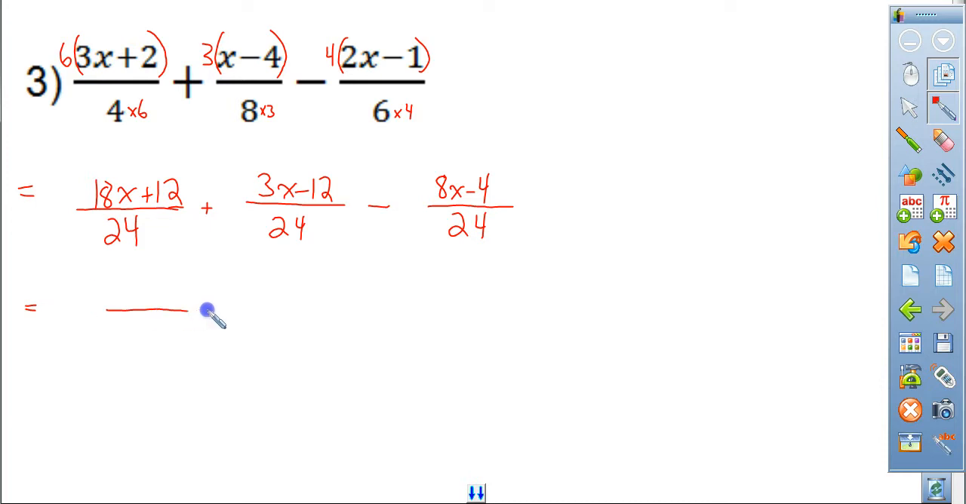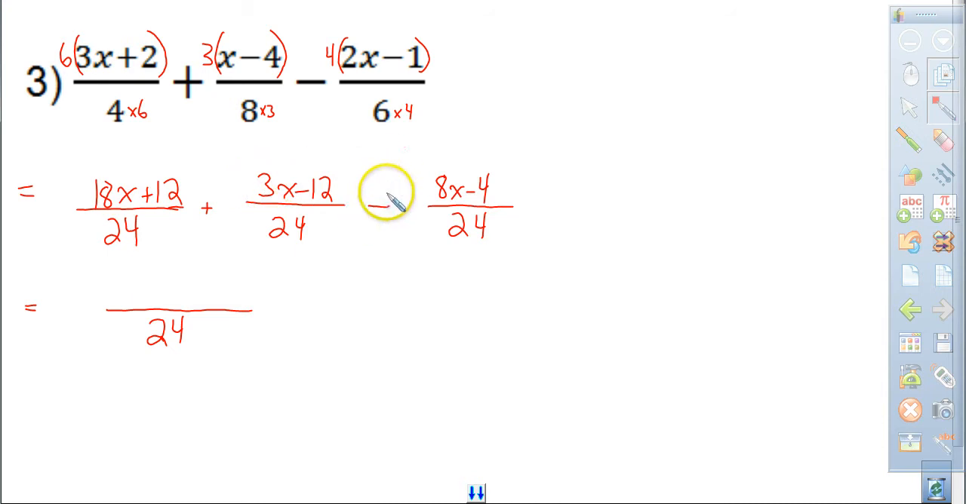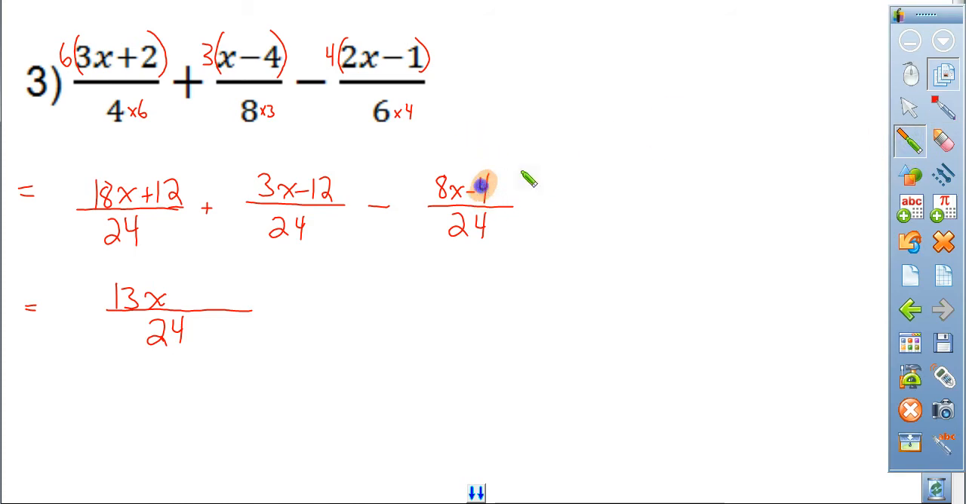So here I am going to combine everything together. So paying attention to the signs here, I have 18x + 3x - 8x. So 18x + 3x is 21x - 8x, I have 13x. Then I have 12 plus negative 12, that would be 0, minus, and this is a negative 4. So you have to be careful. Remember, if you're subtracting, the signs become the opposite. That would be plus 4.